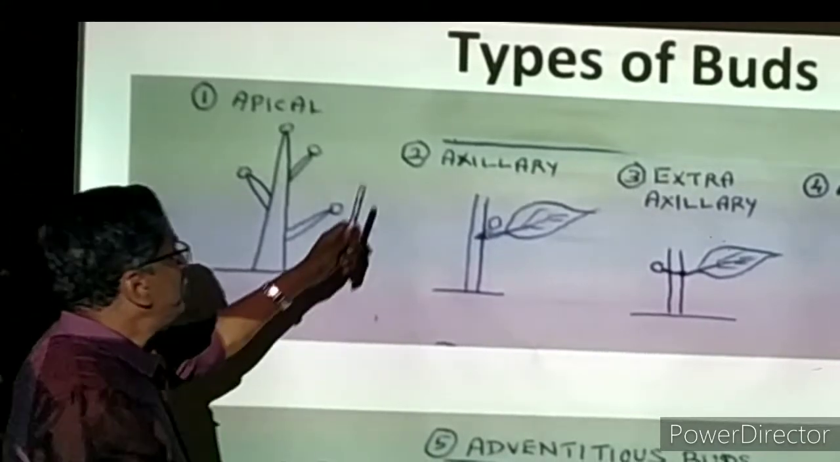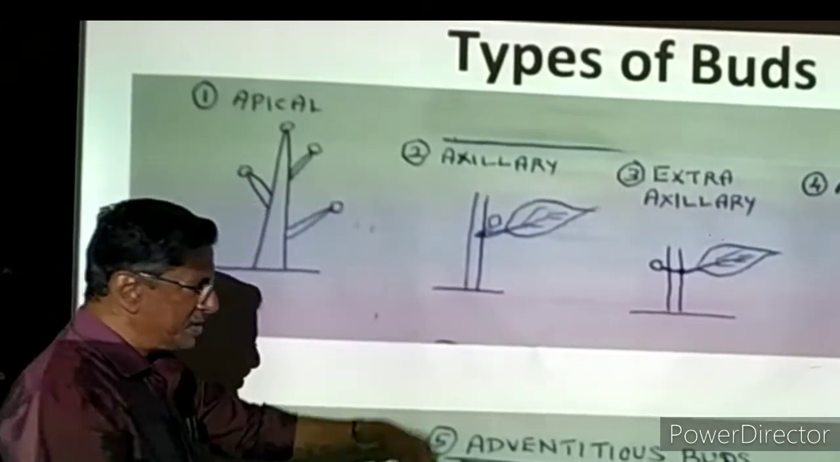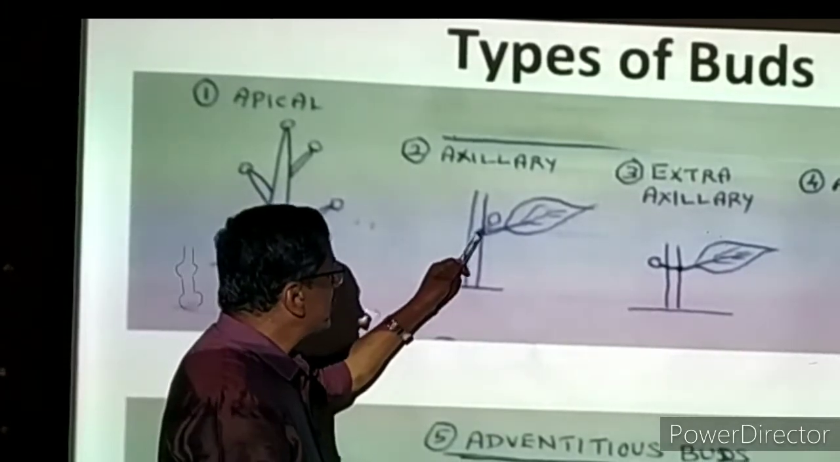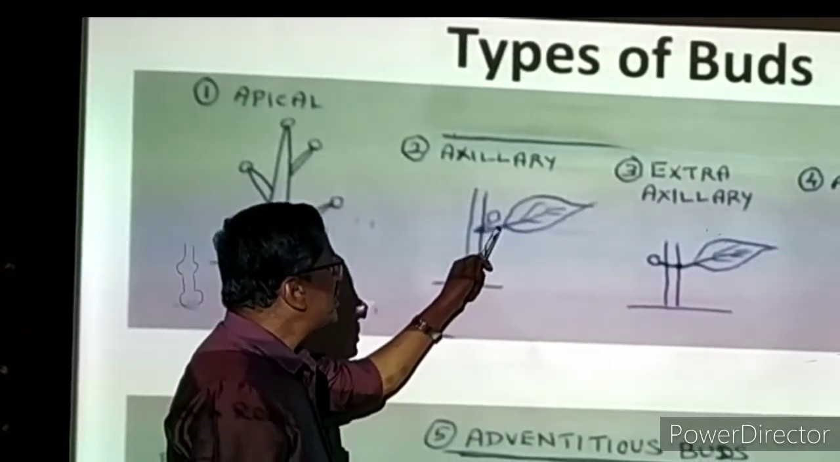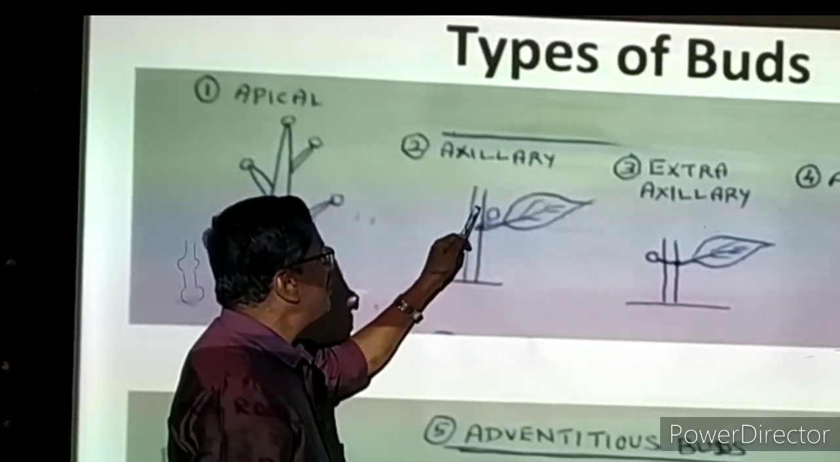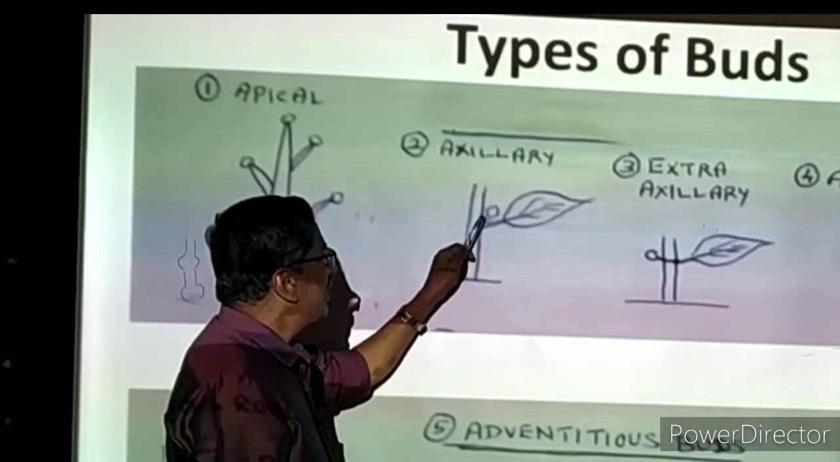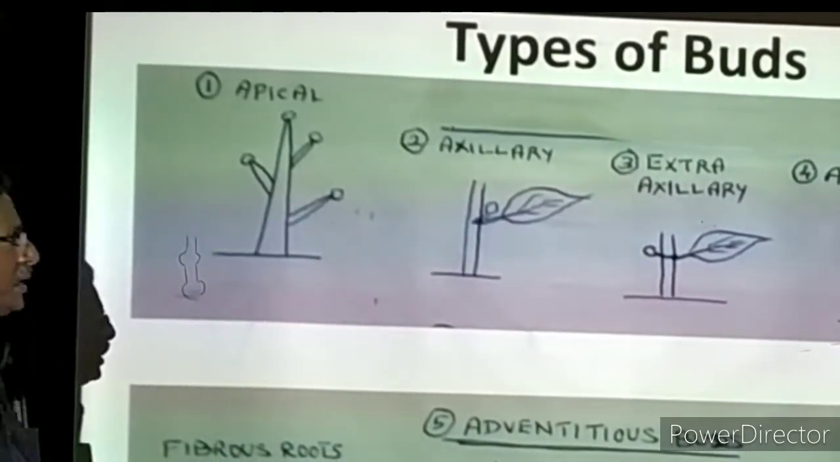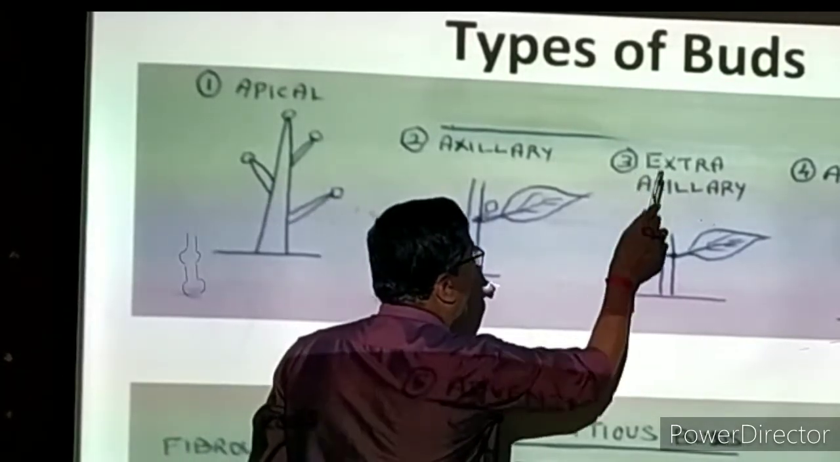First type. Now we are coming to the axillary buds. Previously, in the slide, I have shown that. Now this is the main stem. Here the node is present. This is the leaf. Now this is the stalk of the leaf. Now the space between the stalk of the leaf and the stem is called the axil of the leaf. In the axil, one bud will be present. It is called the axillary bud. Then extra axillary bud.